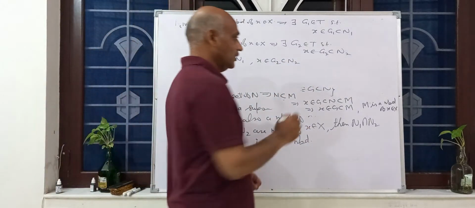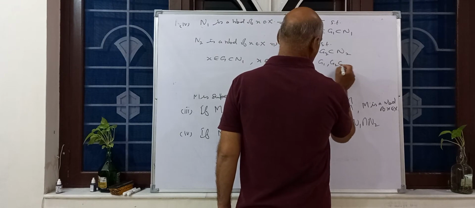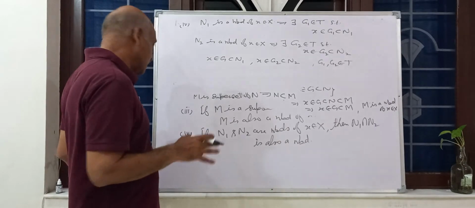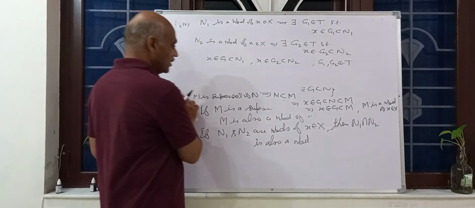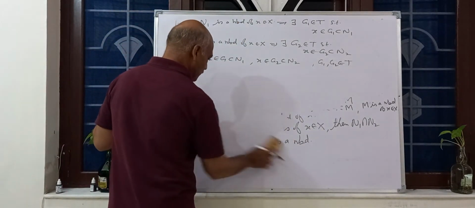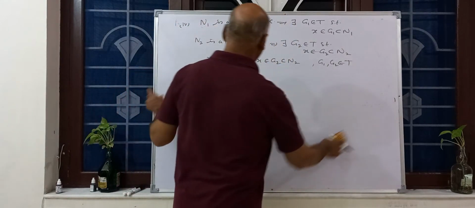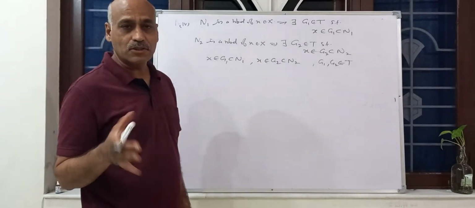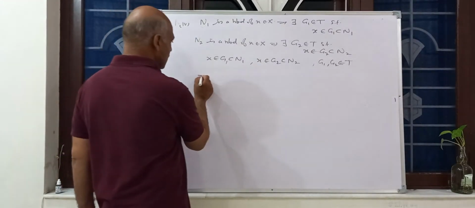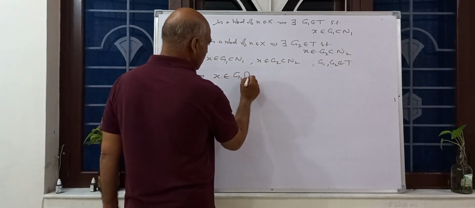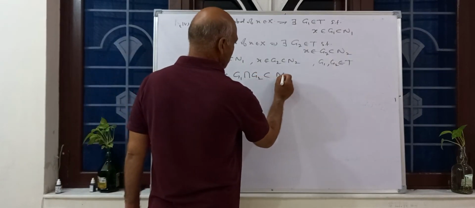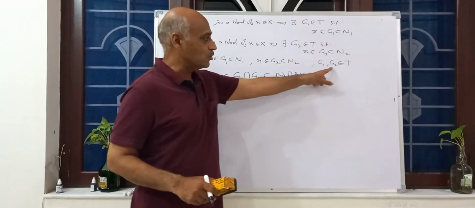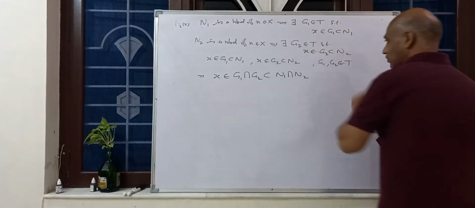G1, G2 belong to T. T is a topology, so G1 and G2 are open sets. So x belongs to G1 and x belongs to G2, meaning x is common in G1 and G2. It means x belongs to G1 intersection G2 subset of N1 intersection N2. And G1, G2 belong to T.